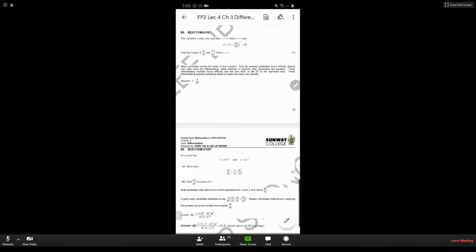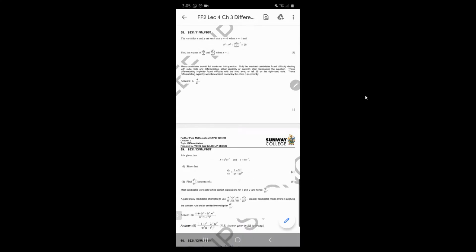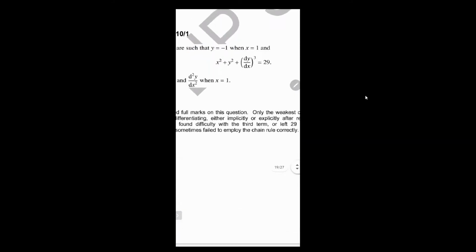Parametric differentiation today, I would like to show you one more example. How do we use implicit differentiation to get d2y dx2? All right, let's look at question number 58. If you look at this question, the given equation has a special term in it, (dy/dx) cubed.